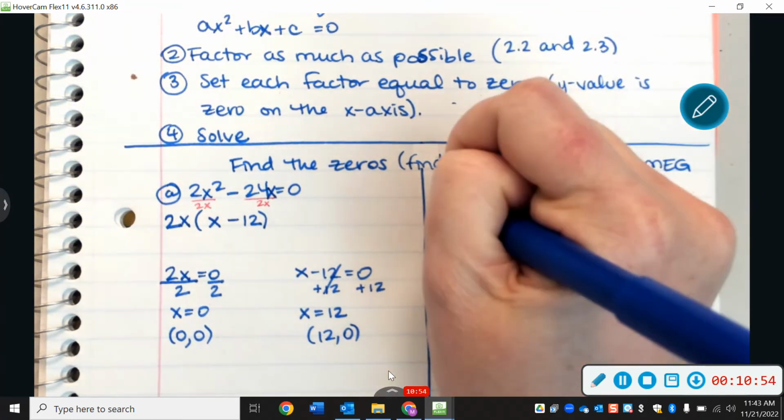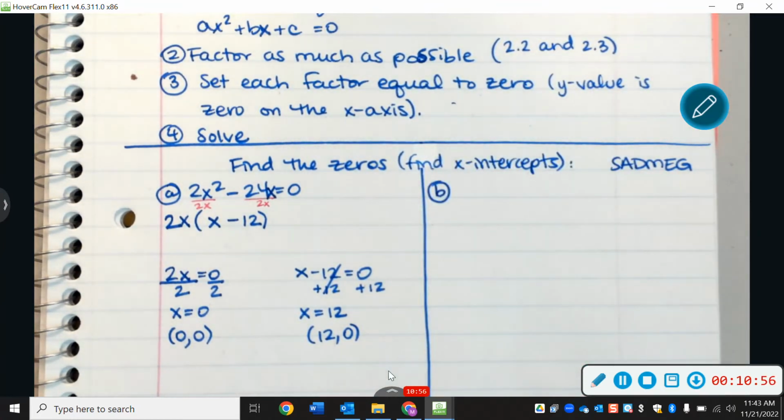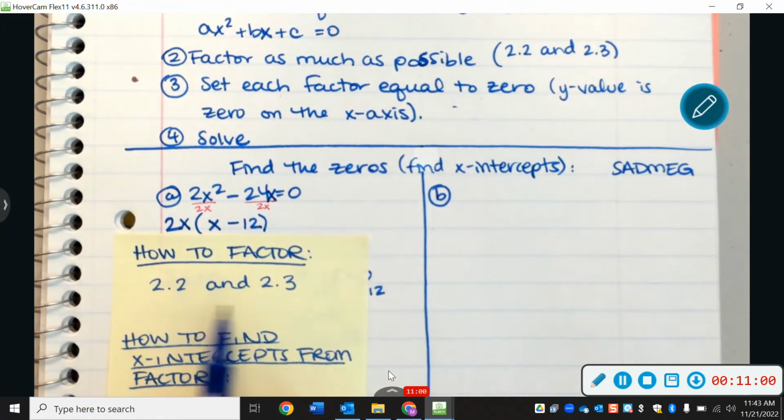So we're going to go ahead and try a few more. Each time we're using the exact same factoring steps as we did in the 2.2 and the 2.3 notes. So I'll try to keep reminding you of those steps, but it might help to look back at those as well.